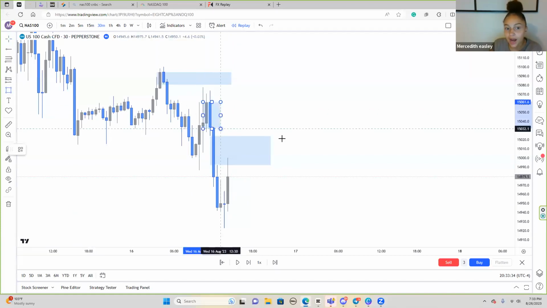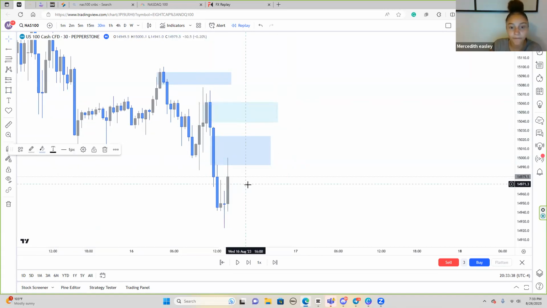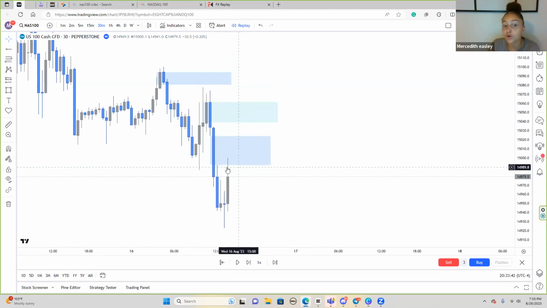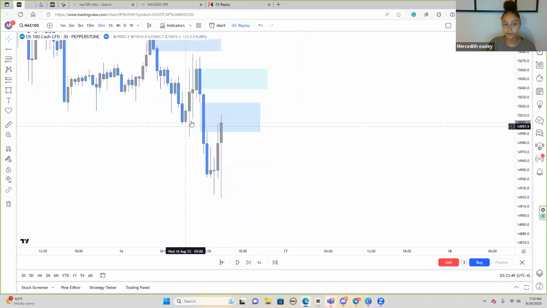Now, mind you, I would still mark up this order block just in case, but I know that sometimes price does like to only stop at these imbalanced areas and then continue to push. And then look at that. It kept pushing.